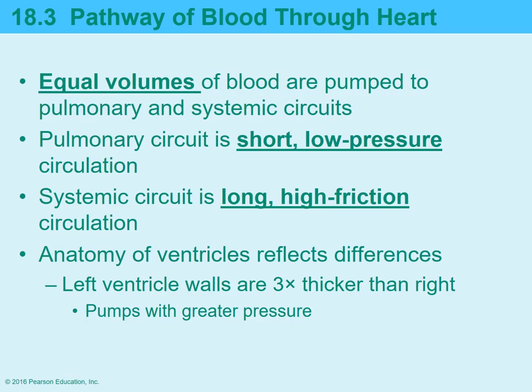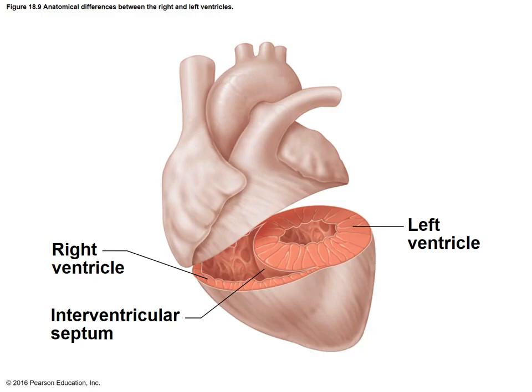So about equal volume of blood is being pumped through the pulmonary and systemic circuits. Pulmonary circuit is very short, low pressure. Like I said, you just need to go right next door. The systemic circuit is very long and high friction. So the ventricles are going to reflect that. Like I said earlier, that left ventricle wall is much, much thicker than the right side because it has to, as you can see here.